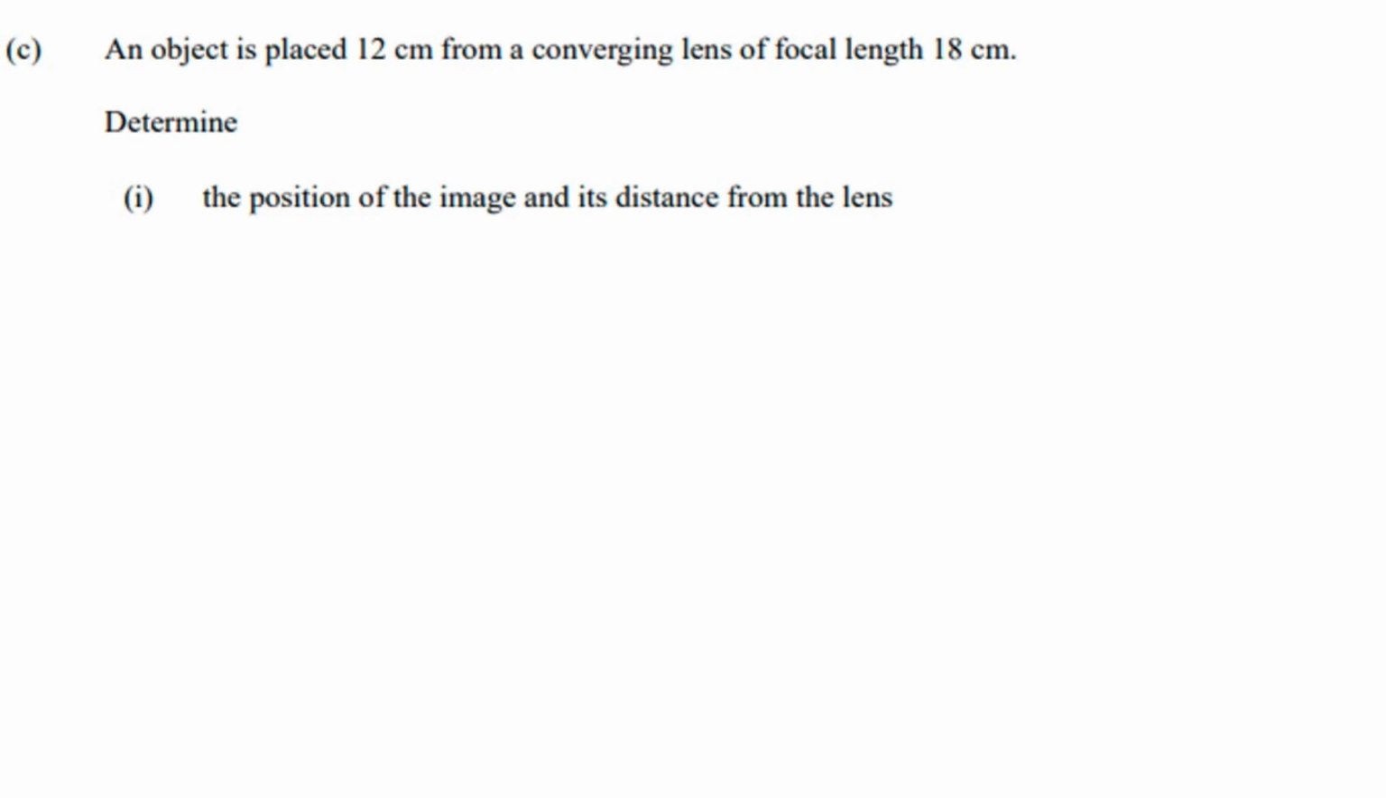If the question had said diverging lens, then you automatically should make sure that your focal length is negative. So those are a bit of key things you should pay attention to. But it says it's placed 20 centimeters from a convergent lens of focal length 18 centimeters. All right. Now they want you to calculate the position of the image and its distance from the lens. You think we can do that? Yes, sir. All right, give it a try for me.